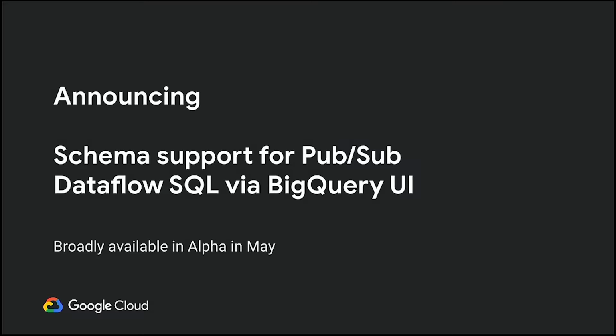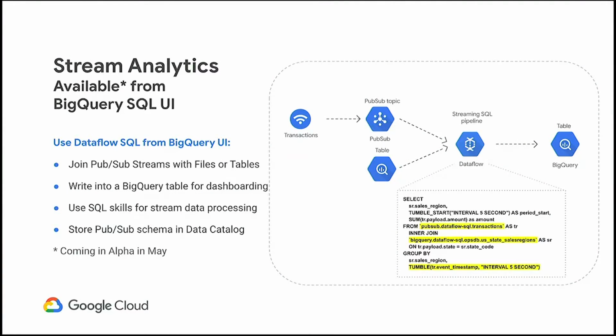So you can store a PubSub schema in a data catalog entity, and once you have the schema for a stream, you can do pretty much anything with it using SQL. So let me give you a demo. I'm just going to explain what's going on with the slide and then jump into a demo mode.